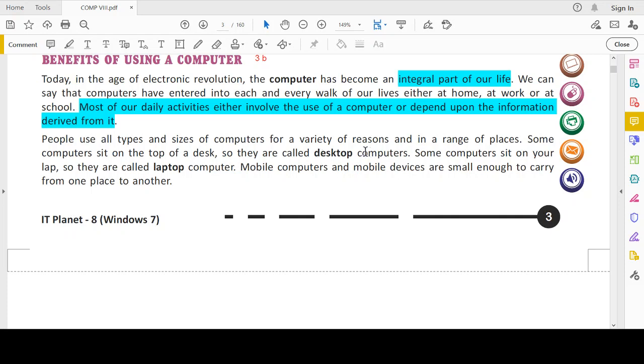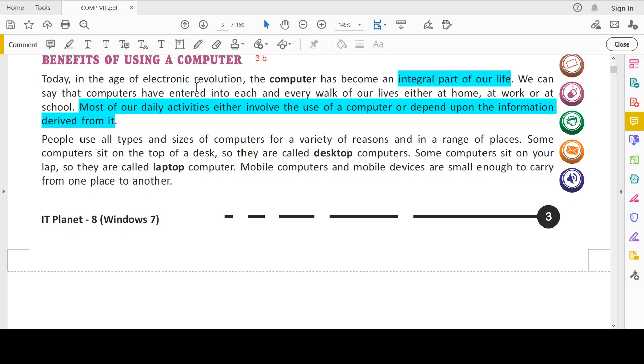The desktop computers cannot be taken from one place to another because they are big. But the laptops can be carried from one place to another. They are mobile devices, yet they are bigger than the mobile devices. If you take a smartphone, it is much smaller and much handier than a laptop. So a smartphone can be carried more easily than a laptop. So these are the three kinds of computers you are using in your day-to-day life for your everyday activities.